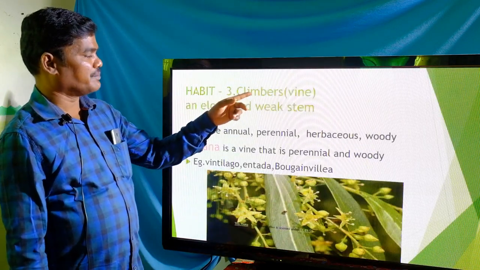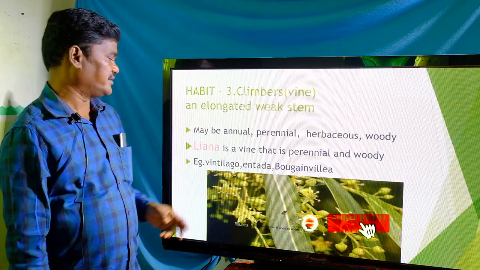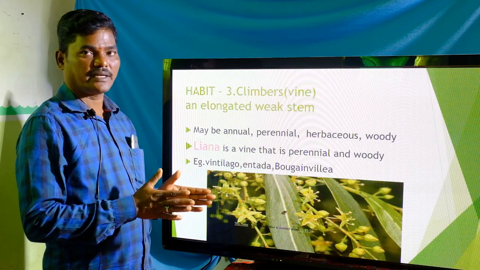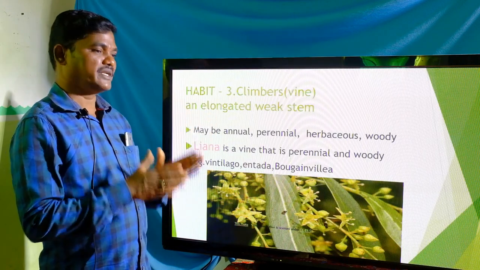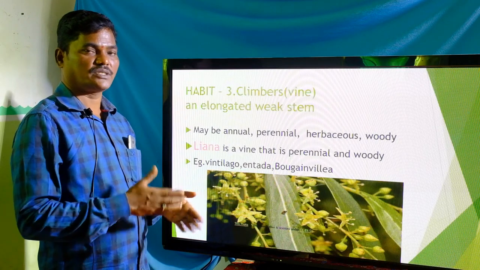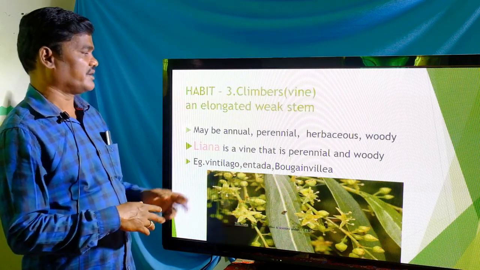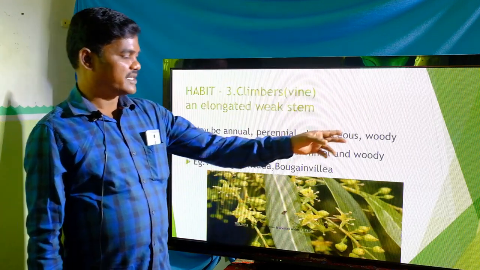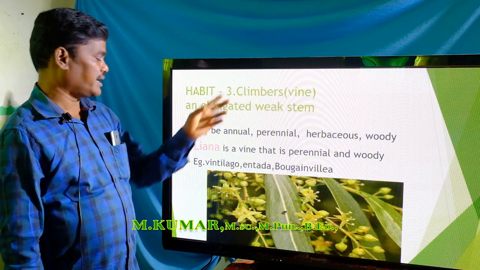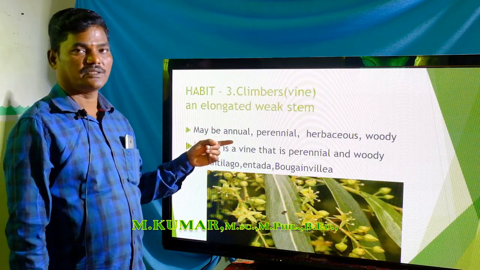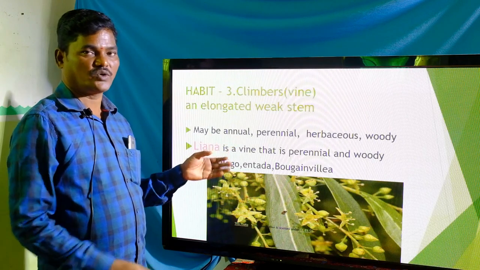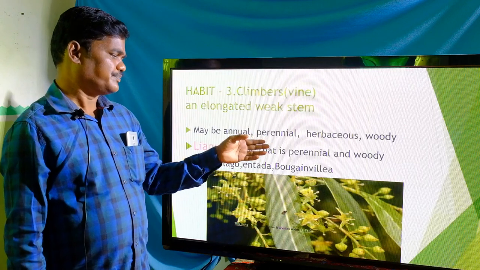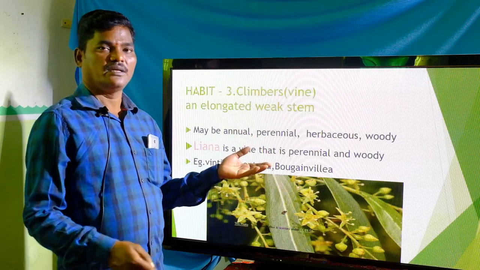Third category, climbers, otherwise called vines. They have an elongated weak stem. It is not a woody plant. The plant needs a support, and with the support they grow. That is called a vine. They may be annual, perennial, herbaceous, or woody. Annual means the plant completes its life cycle within only one year. Perennial means it lives for many years.